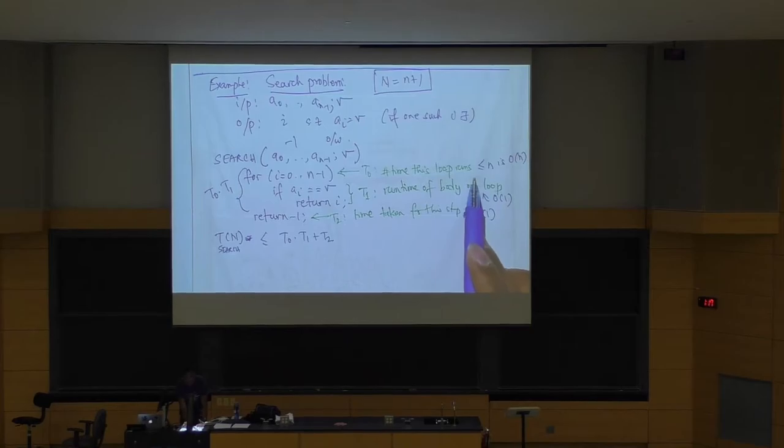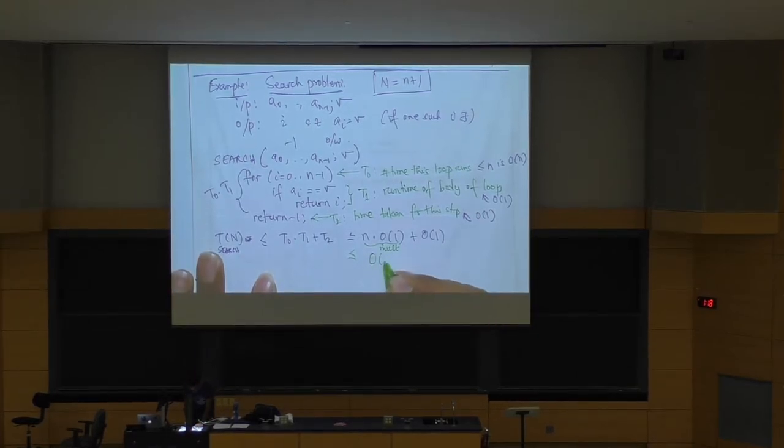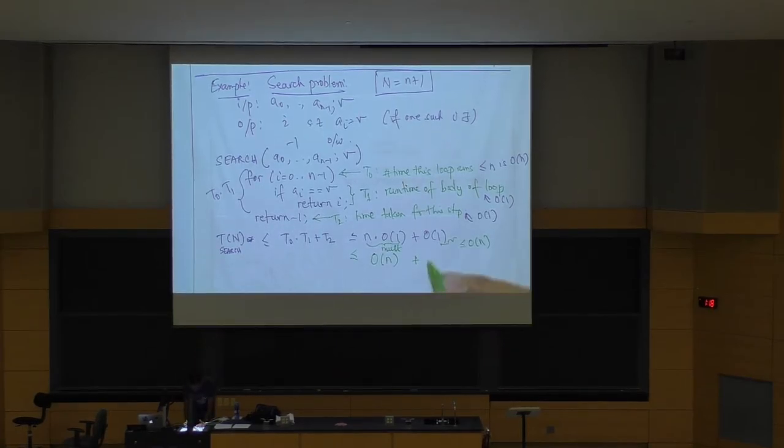We just argued that T0 is at most N. So this is at most N times order 1, because we argued that each loop runs in constant time. And the last step is also constant time. This just follows from the observations that we made. Now let's use the properties of asymptotic notation to make progress. Here we first use the multiplicative property. We're multiplying two terms, so you can bring everything inside the big O. So this is big O of N. And then we make the trivial observation that 1 is at most N, so big O of 1 is at most big O of N. So this is big O of N.